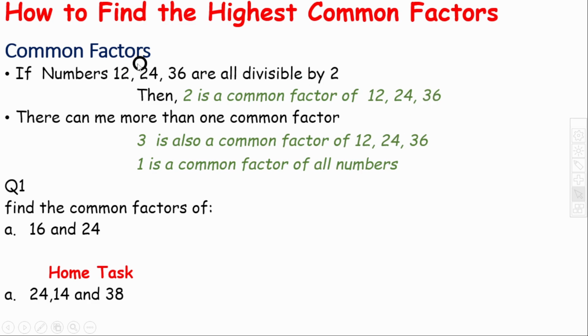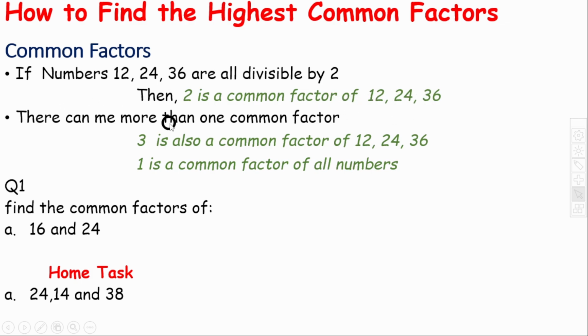12 divided by 2 is what? 6. 24 divided by 2 is what? 12. 36 divided by 2 is 18. So all of these are divisible by 2. That means 2 is a factor of the 3 of them. That's why it's called a common factor of the 3.